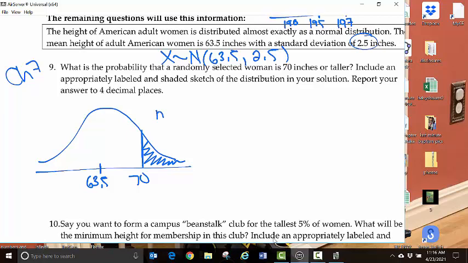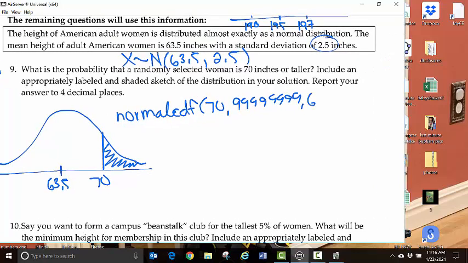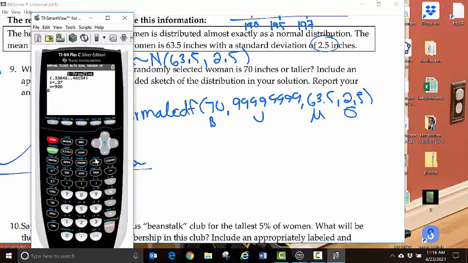So we would do normal CDF from 70 to infinity with a mean of 63.5 and a standard deviation of 2.5: lower bound, upper bound, mean and standard deviation. Second distribution, normal CDF.